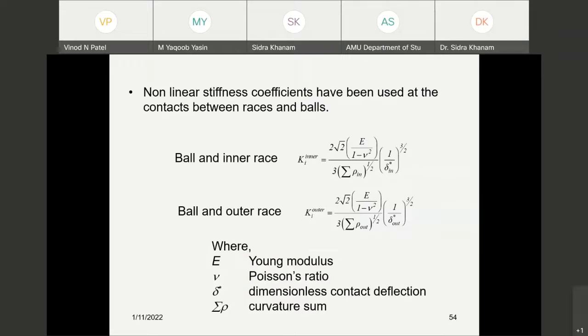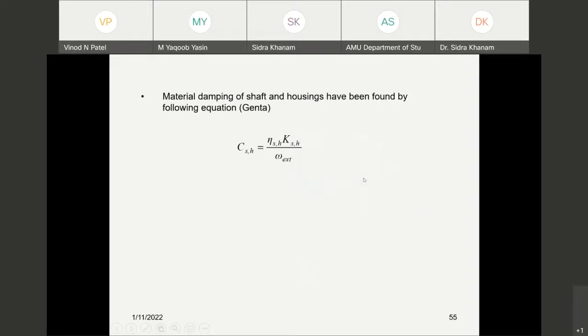The stiffness between ball and inner race, Ki inner, is given by this equation, and Ki outer is given by this equation, which includes the Young's modulus. It depends on the Poisson's ratio, the deformation of the ball, and the radius of curvature. And these are the material damping values which are available in the paper of Genta. I have used a ready-made equation.